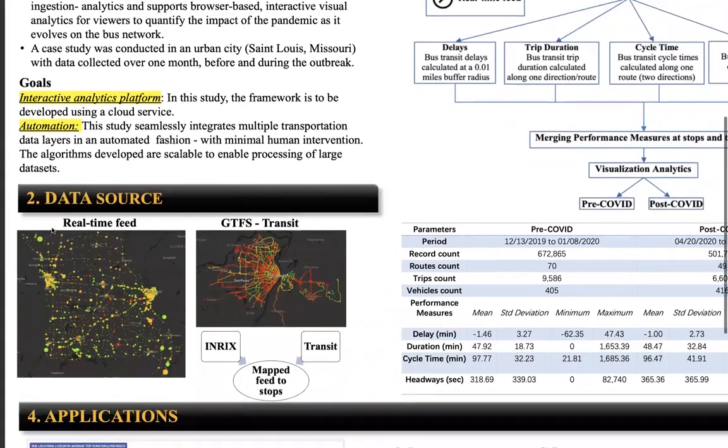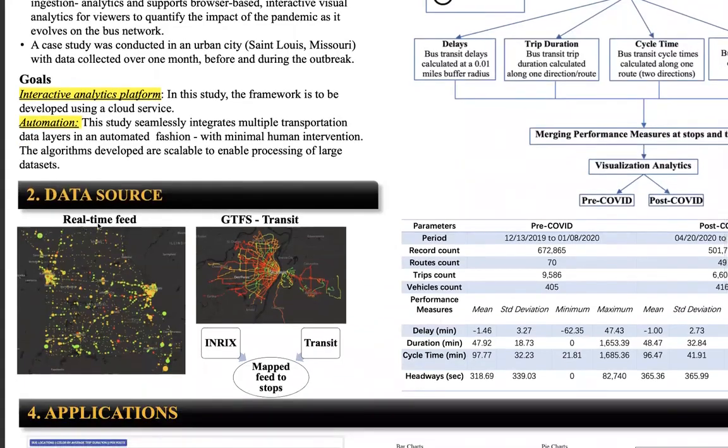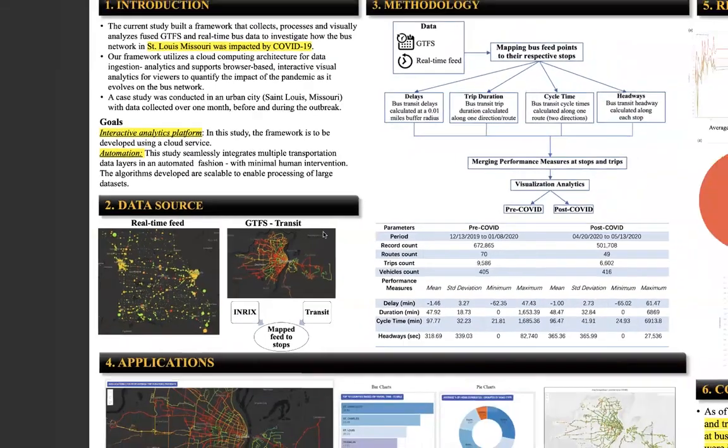Our data sources are the real-time feed of the bus network, which means GPS locations, and GTFS transit data, which refers to the static scheduled bus data.